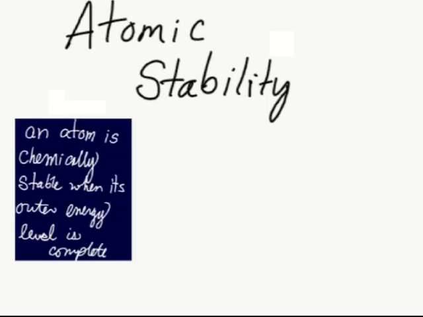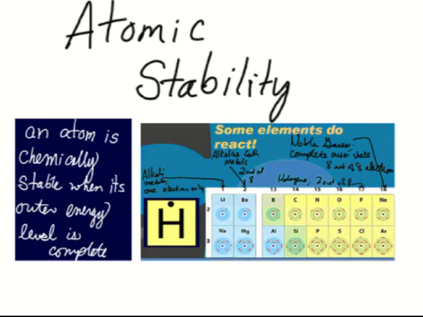This podcast episode is going to look at how we look at bonding through atomic stability. We described in class that an atom is chemically stable when its outer energy level is complete. By looking at the periodic table, we see some consistent patterns on how some of these elements do react with each other.